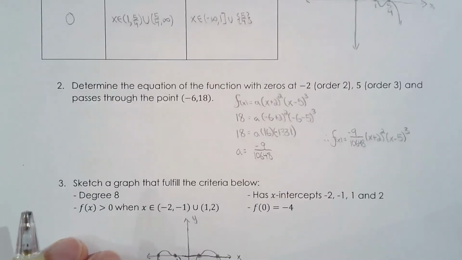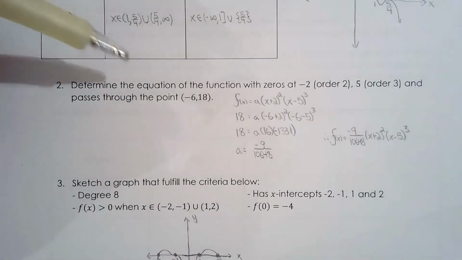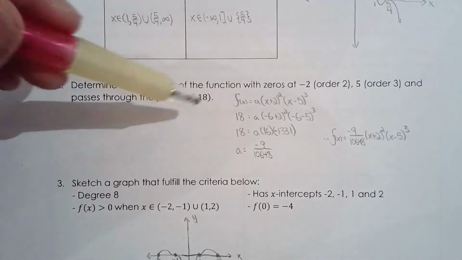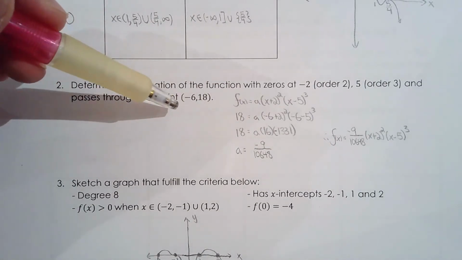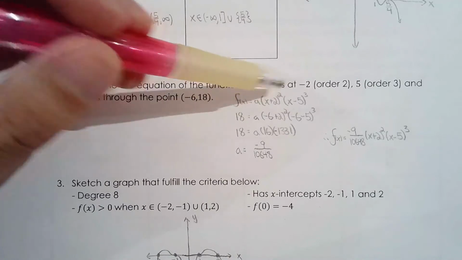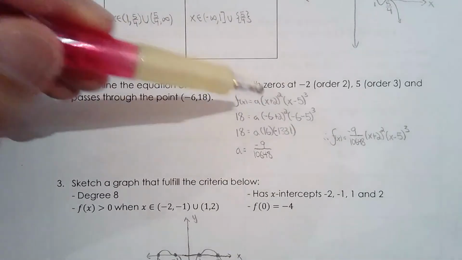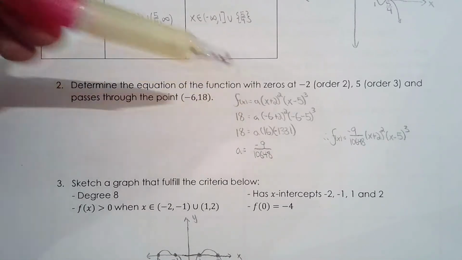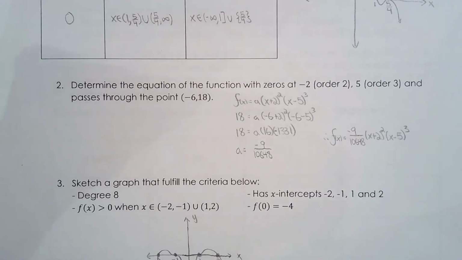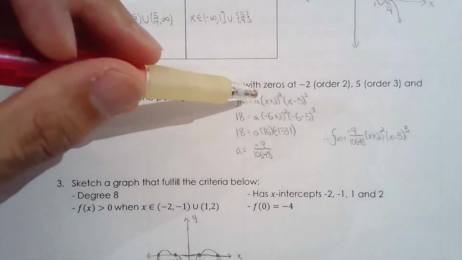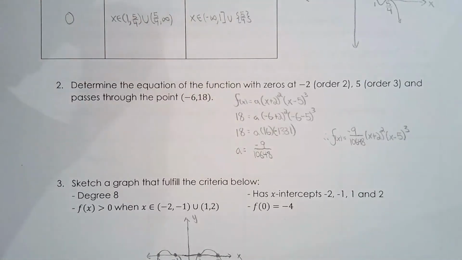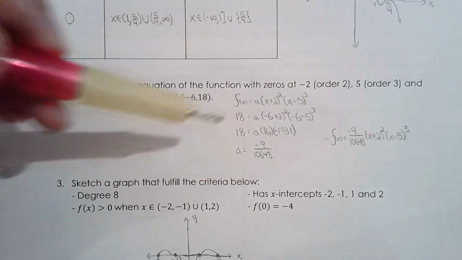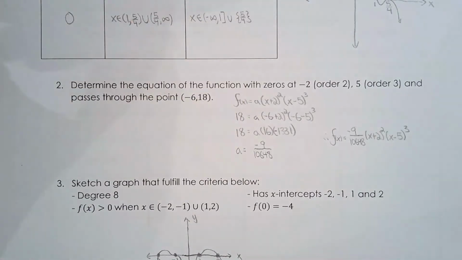For the second question, they ask us to determine an equation. They give us the zeros and the respective orders, and it passes through a point, negative 6, 18 in this case. So I write down the factors with the correct exponents given the orders. Now, please don't assume that the number that you factored out is 1. That's like saying if you have a quadratic from grade 10 and you just assume that the number was 1. You can't assume it to be 1. You have to solve for it by using a point that's on the parabola. Well, in this case, you're using a point on the quintic. Anyway, sub it in and then solve for a.